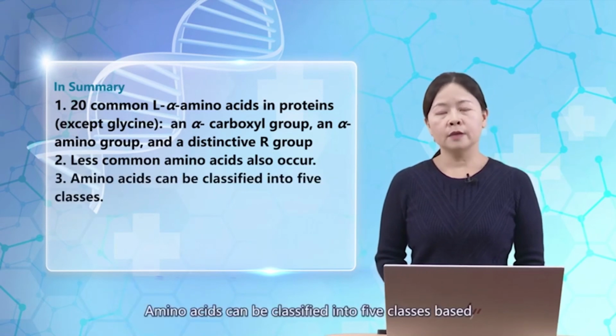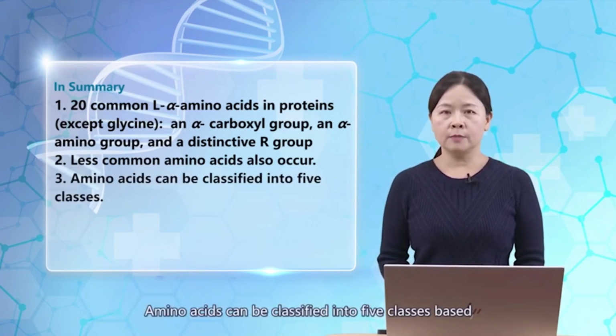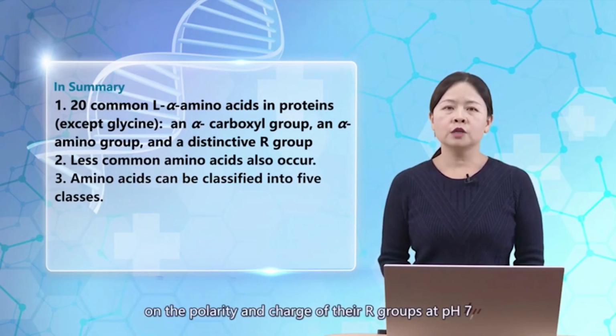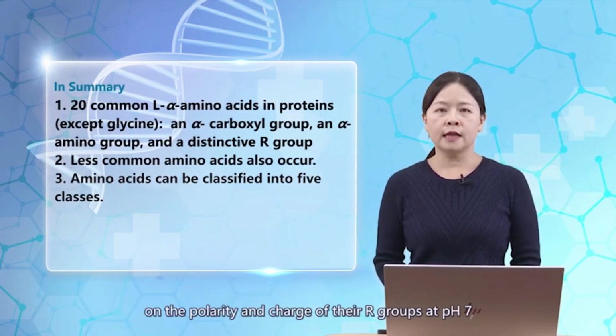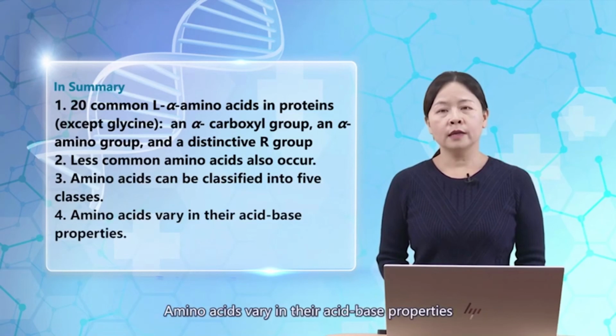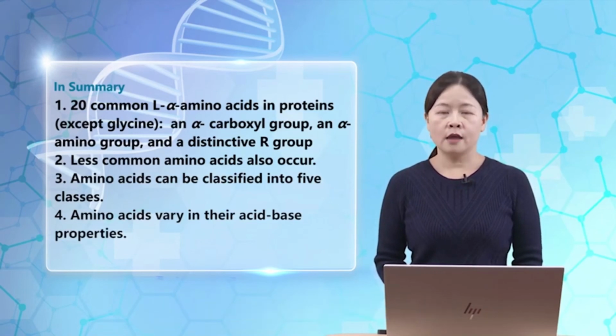Amino acids can be classified into 5 classes based on the polarity and the charge of their R groups at pH 7. Amino acids vary in their acid-base properties.